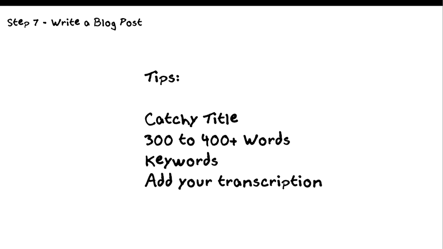But when you're writing a blog post, just make sure it's got a catchy title. How-tos usually do very well. Make sure it's 300 to 400 words or more. Put keywords in there where you want to get found. So, for example, if you're a Calgary accountant solving CRA problems, just put your Calgary accountant solving CRA problems, for example, and put your transcription in there.